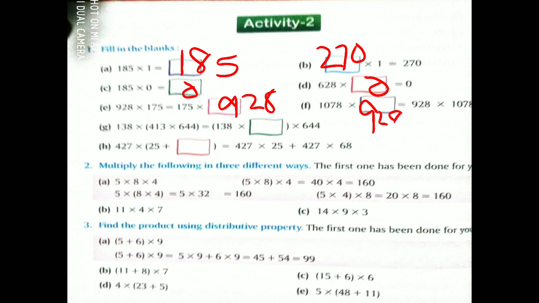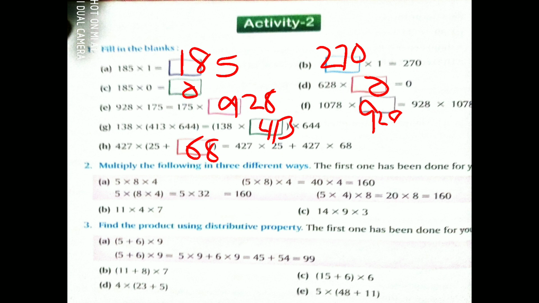G part, there are three numbers on the left: 138, 413 and 644. So which number is not on the right? That is 413. Clear? In H part, 427, you have to multiply by 25 plus. Which number is not here? 68. You have to check which number is not on the left hand side and is present on the right hand side. That one number you have to write. Clear? So I hope you understand how to do multiplication.